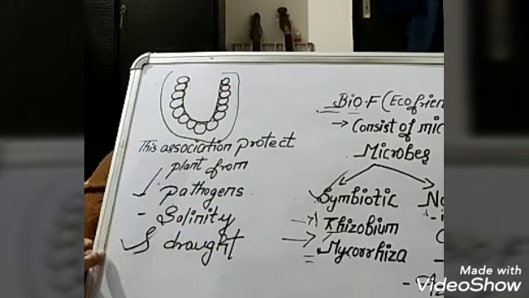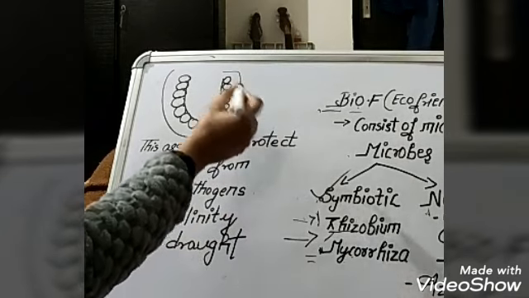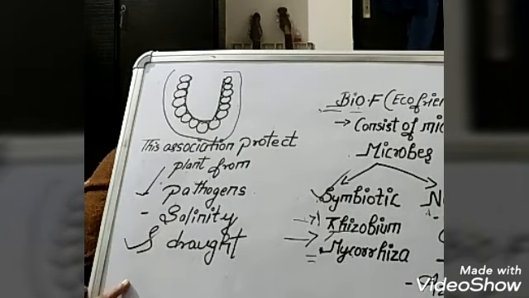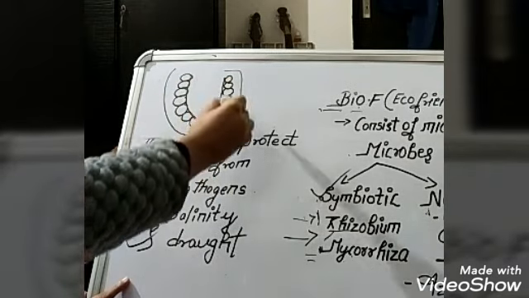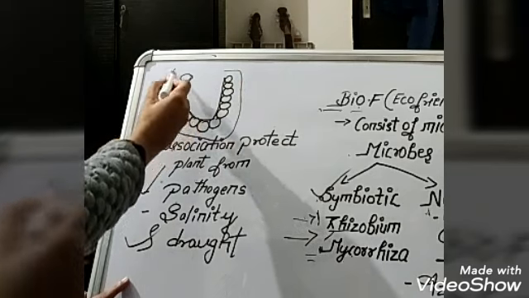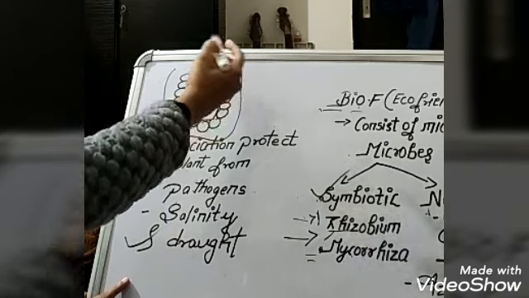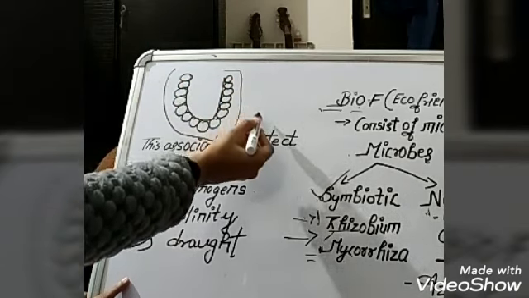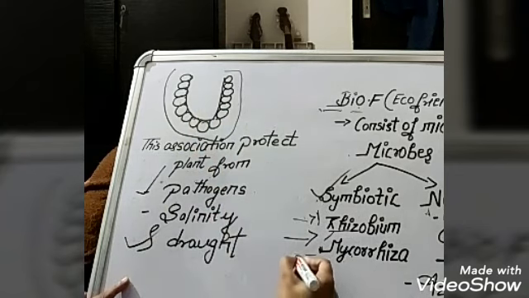Now the second one is salinity. This association also helps to control the concentration of salt. And the last one is drought. Due to this association the surface area of the root is increased, as we see here, and because of that more absorption of water takes place and drought will not happen. So this association is very important and very helpful.